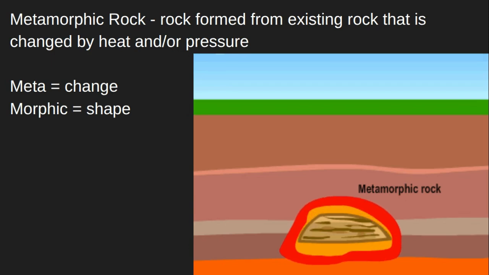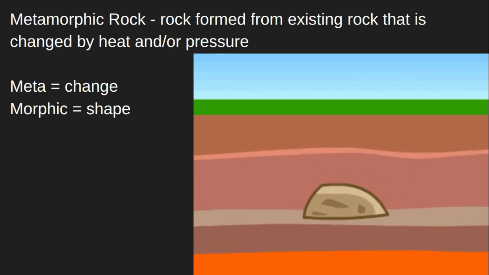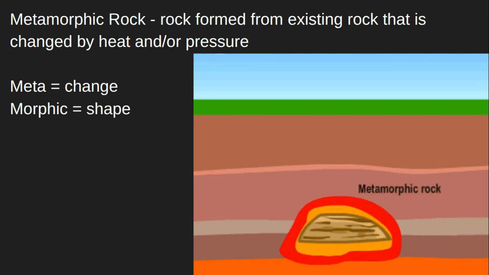Hey, so today we are talking about metamorphic rock. Metamorphic rock is rock that's formed from existing rock. So the rock already has to exist, and then it gets changed by heat or by pressure. So meta, think to change, morphic, meaning the shape of it. Metamorphic, you're changing the shape.